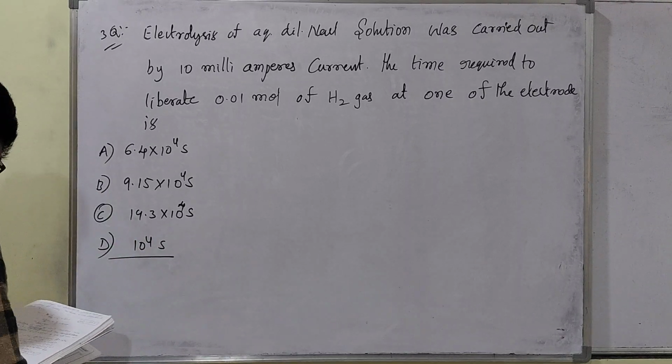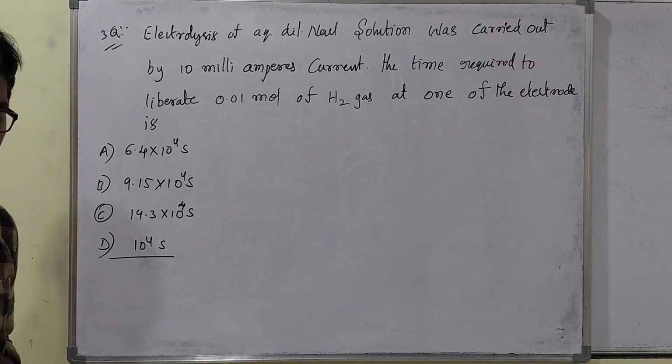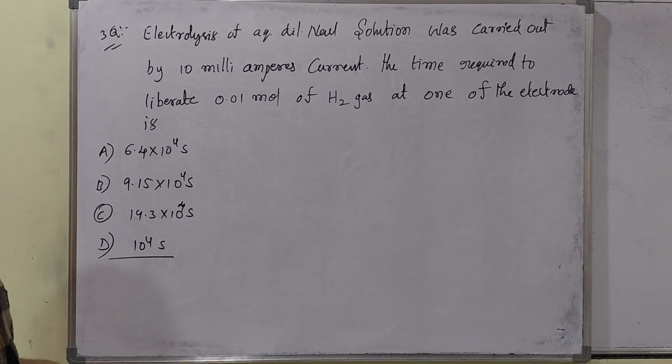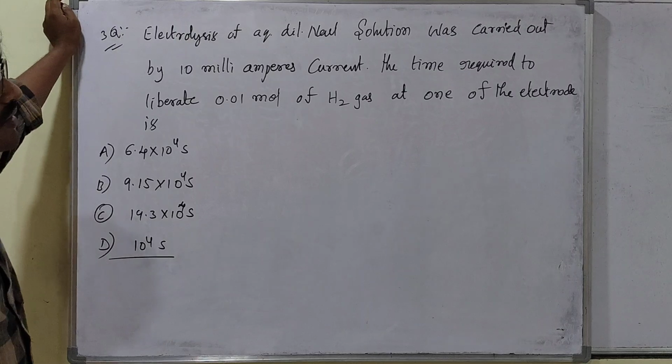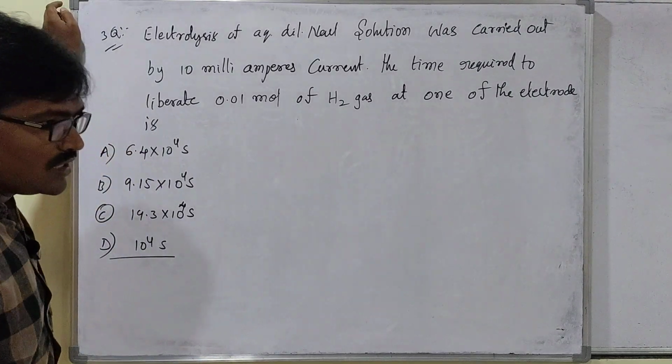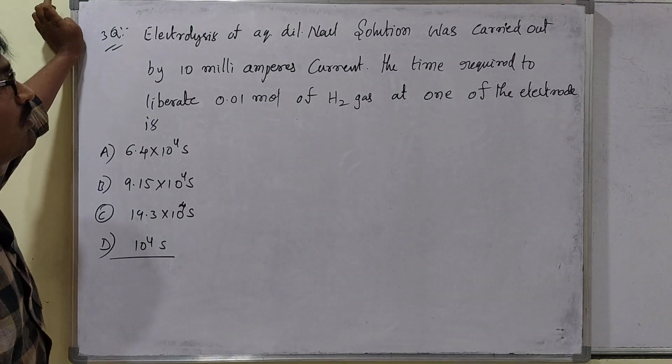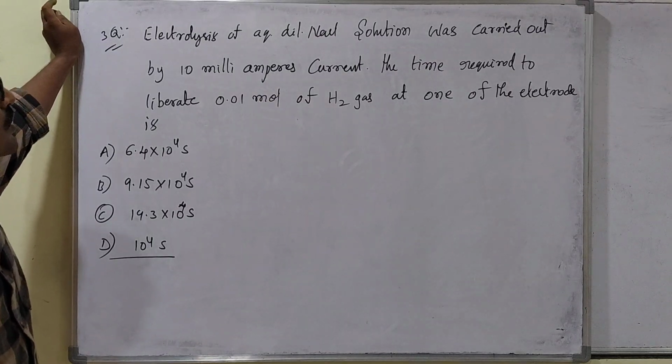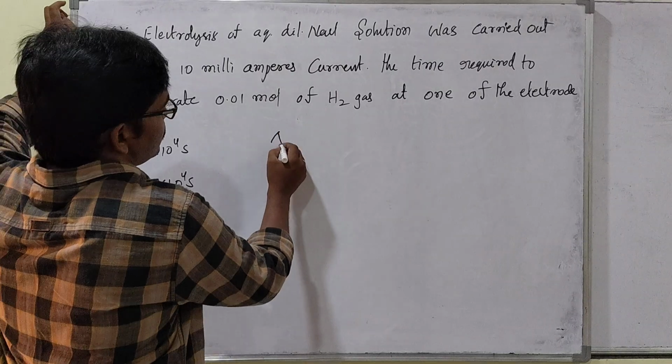Clear, my dear students? Here, one thing you have to observe: will hydrogen gas be liberated at the cathode or anode? At the cathode it will be liberated. Oxygen will be liberated at the anode, hydrogen at the cathode. So at the cathode, what reaction takes place?